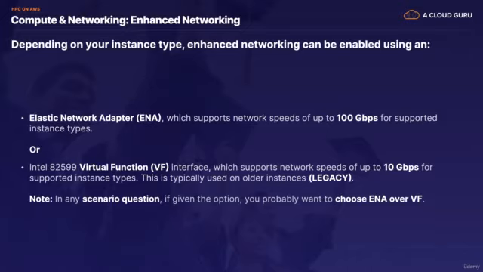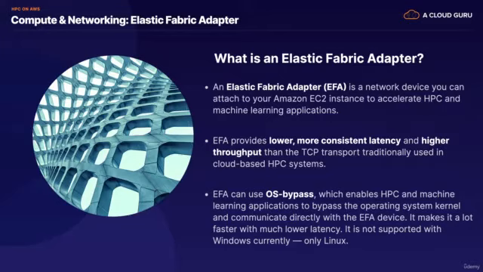Now that we've covered off enhanced networking and Elastic Network Adapters, let's move on to Elastic Fabric Adapters. So an EFA, or an Elastic Fabric Adapter, is a network device you can attach to your EC2 instances to accelerate HPC and machine learning applications.